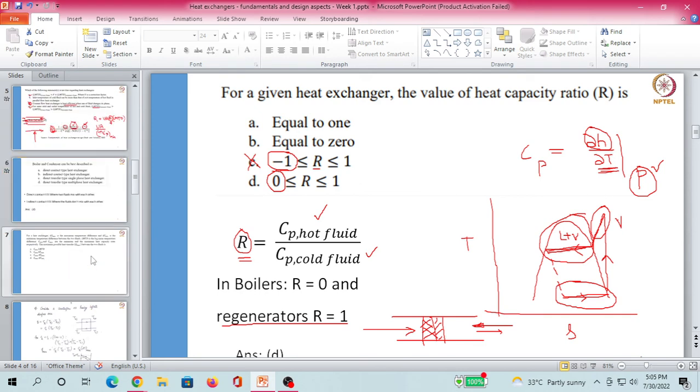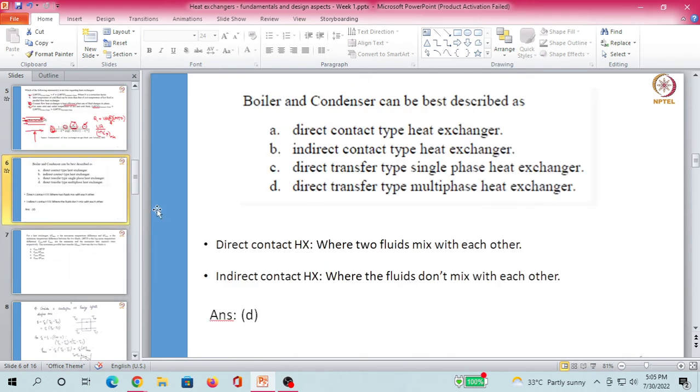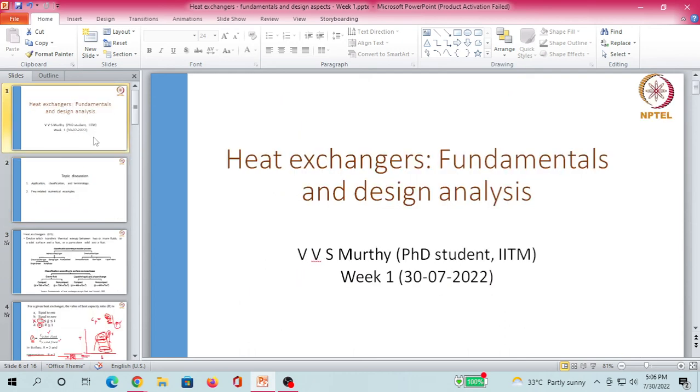And again, this one, right? Direct transfer type. Fine. We have already spilled over the time. Next week, I'll answer this. I have an answer. Next week we'll discuss again.